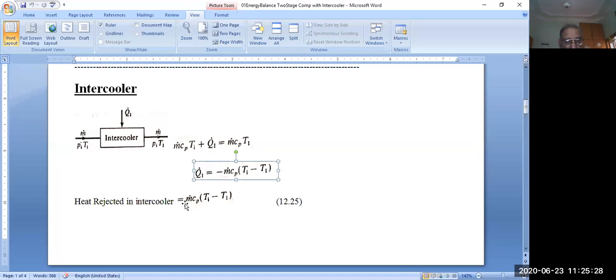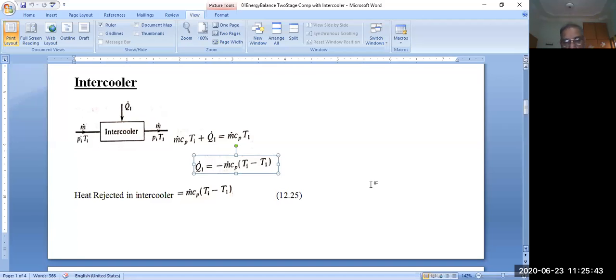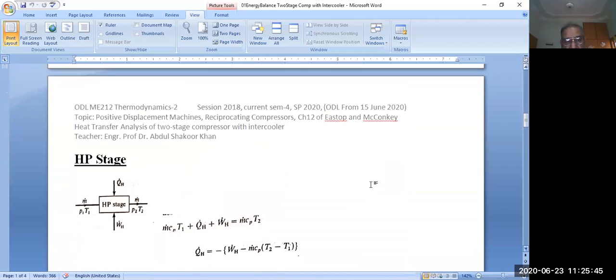This minus sign is removed here because we have added the words heat rejected. Heat rejected in the intercooler means this is minus, that's why the minus is not required here. So m dot Cp (Ti minus T1) is the heat rejected. This is equation 1225.